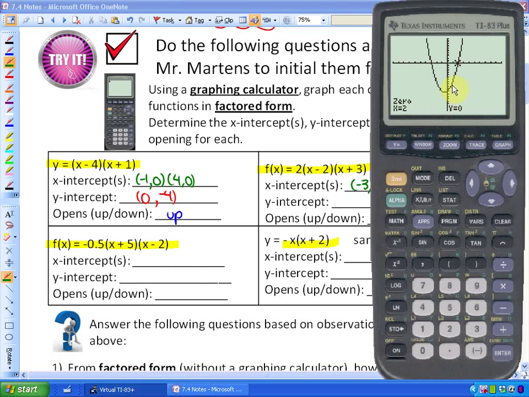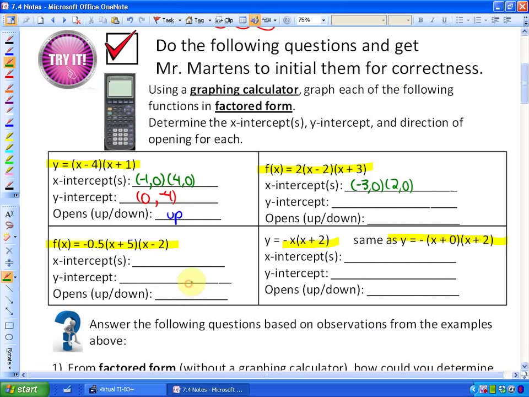Next, the y-intercept. We can calculate a value when x is 0. That's negative 12. So your y-intercept is at 0 and negative 12. And this function opens up as well. All right, so let's do the next two a little bit more quickly.